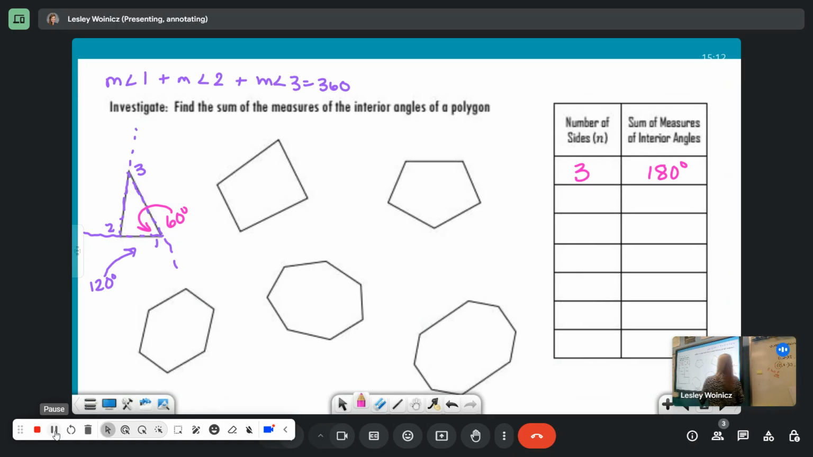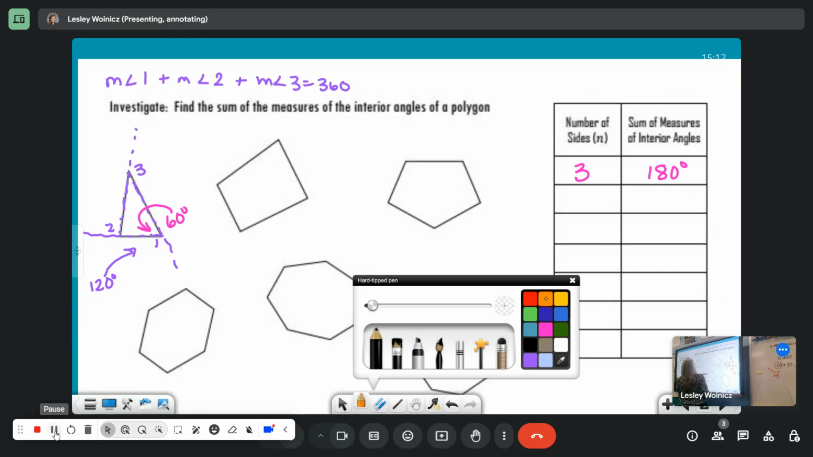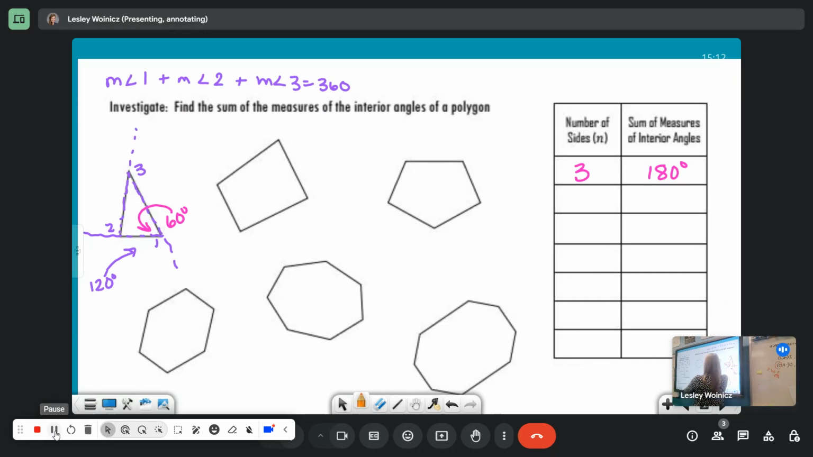Okay, let's try this one. I'm going to let you guys do this one. I'm going to leapfrog and do this one with you. So we'll just go right here in the table. Maybe I'll go this way. I'll go backwards this time. So you can see it doesn't matter which direction you go as long as you're consistent.